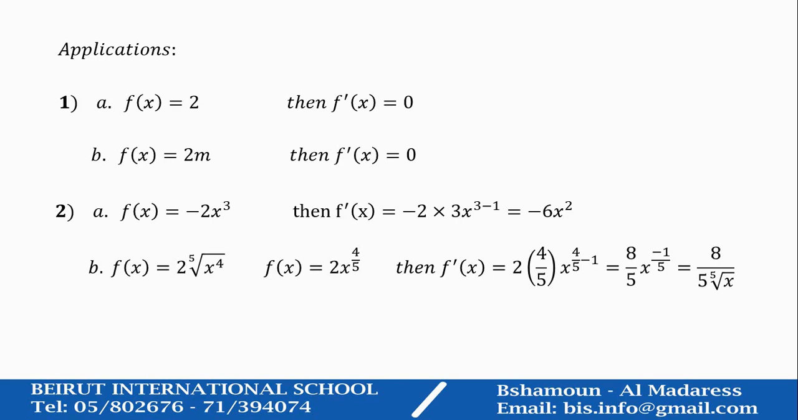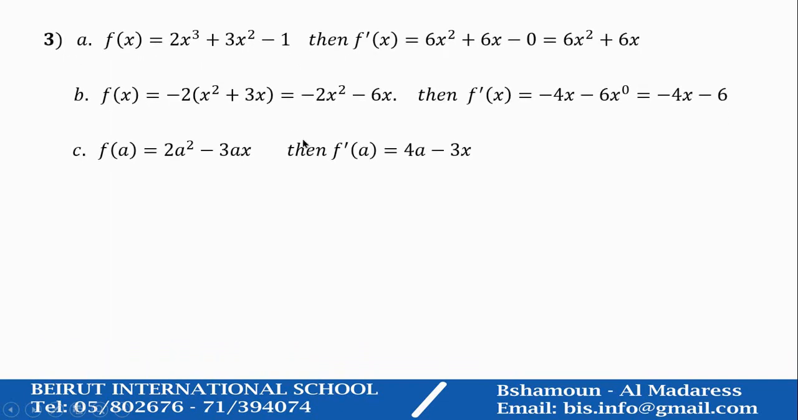F of x equals 2/5 the fifth root of x to the power 4. You change the fifth root of x to the power 4 to a fractional power, then you find the derivative. F prime of x will be 2 times 4 over 5 times x to the power 4 over 5 minus 1, which will become 8 over 5 fifth root of x. F of x equals 2 radical 2 x to the power minus 3. Also you change, apply the second rule. It is minus 3 multiplied by radical 2 multiplied by x to the power minus 3 minus 1, which is 4.